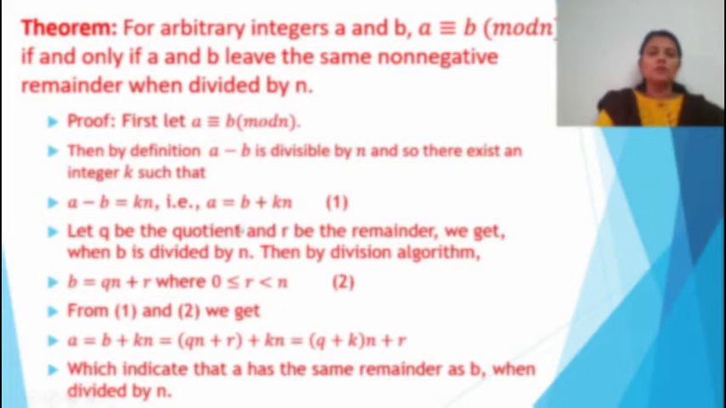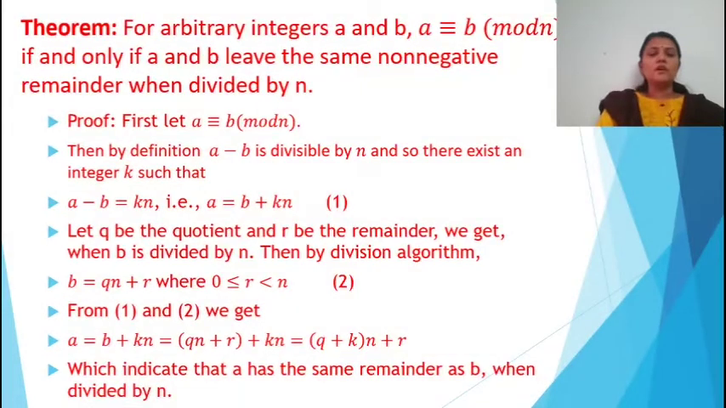Now let q be the quotient and r the remainder when b is divided by n. Then by the division algorithm we can write b equals qn plus r, where 0 is less than or equal to r less than n, as equation 2. Now we use these two equations. We get a equals b plus kn from equation 1. From equation 2, a equals qn plus r plus kn, which is equal to (q plus k) times n plus r, which indicates that a has the same remainder as b when divided by n.